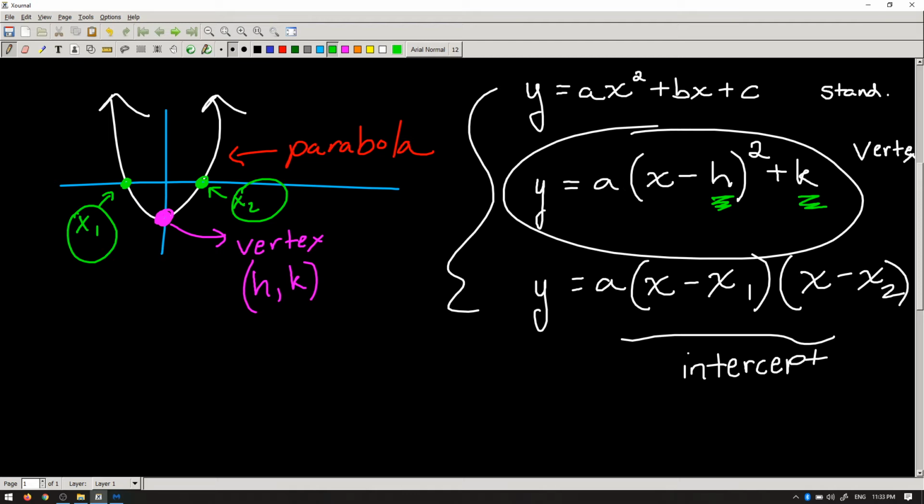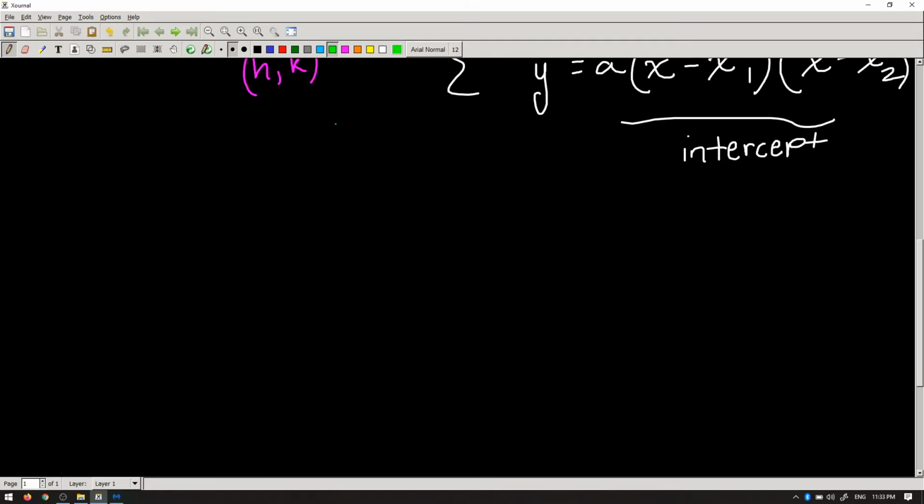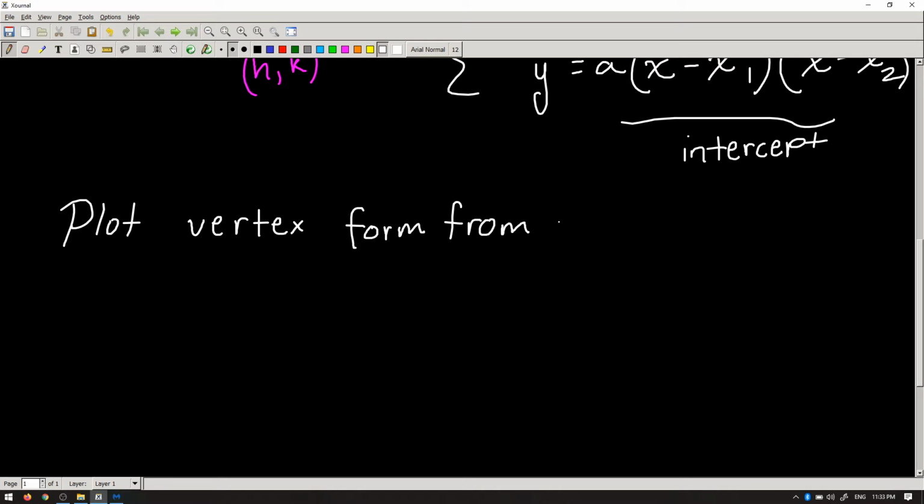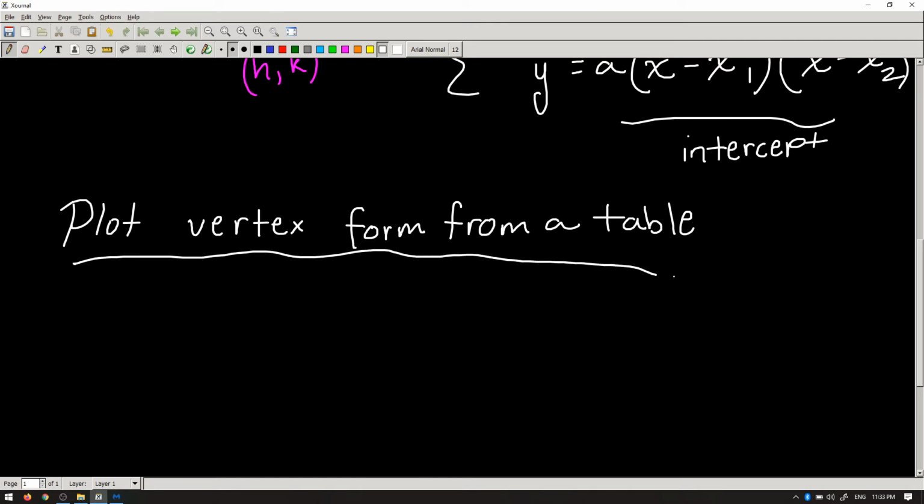Now, let's say I want to plot from a table of values. What I'm going to do now is discuss how to plot vertex form from a table of values. So down below, I'm going to show you how to plot vertex form from a table of values. Okay, so let's say I want to plot y equals x squared.